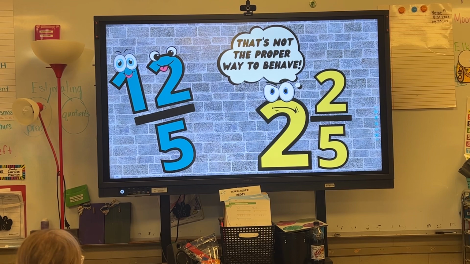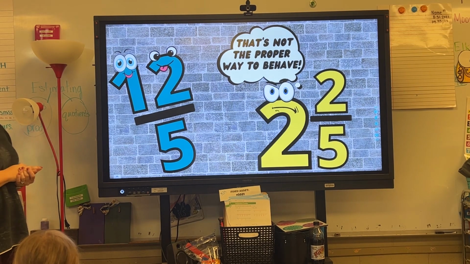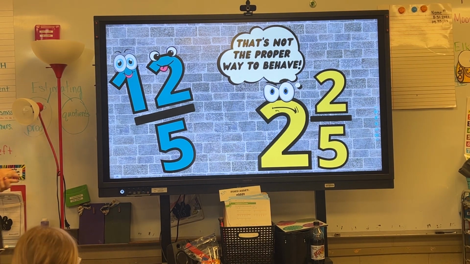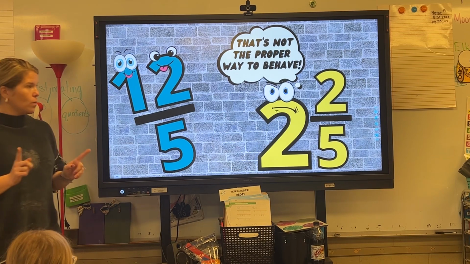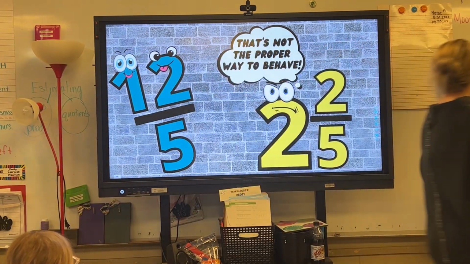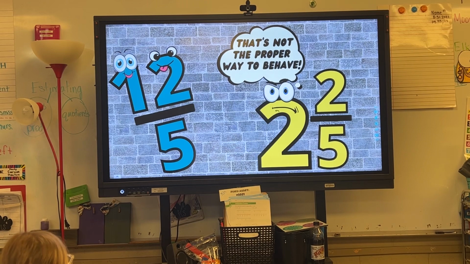Before we get into the lesson, what do we think makes an improper fraction? It has a big number on top. It has a bigger numerator than denominator. So that's basically right. Now, really, even if I have 6/6, it's still considered improper because I can write it as 1. So if my numerator is greater than or equal to the denominator, it's improper.